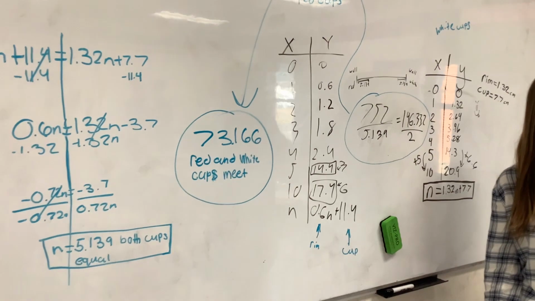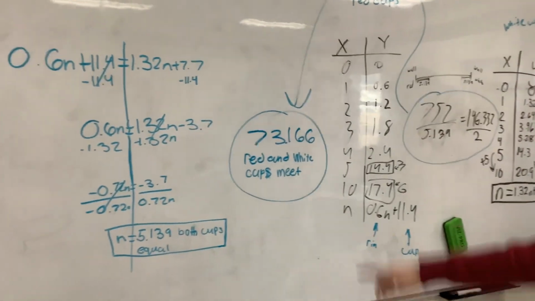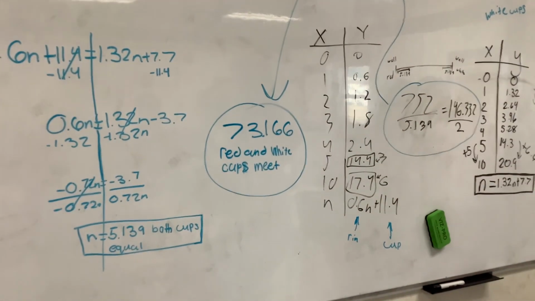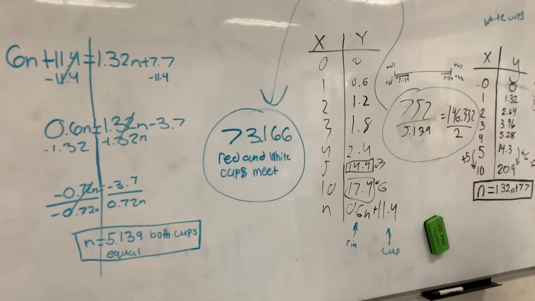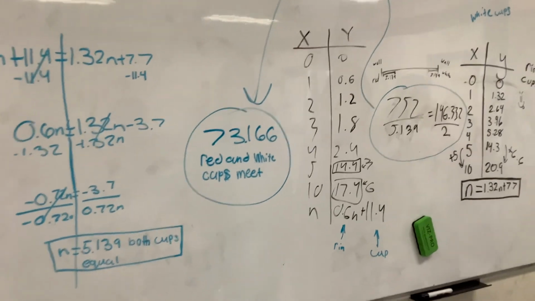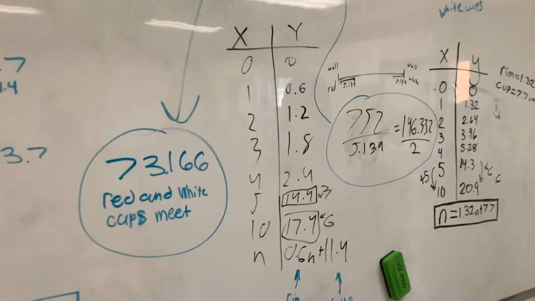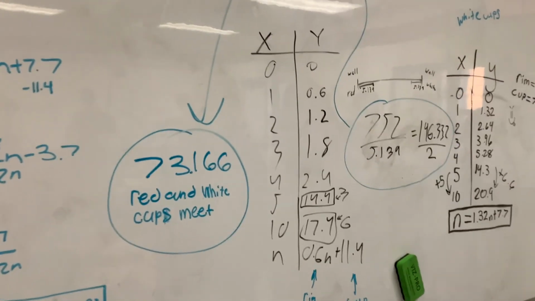Okay, so we were going to ask if this is correct. 73.166 red and white cups meet. Yeah. How did you calculate it? Convince me. Okay. What is this? I don't see any units or anything, but go ahead.